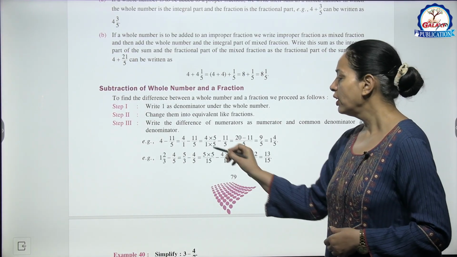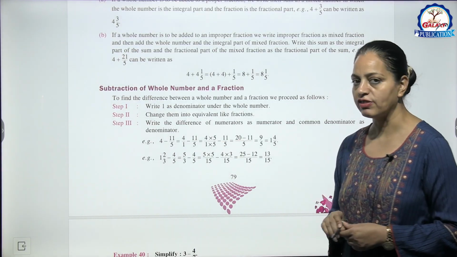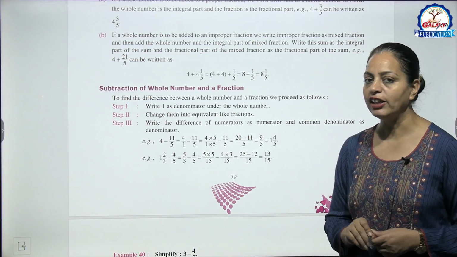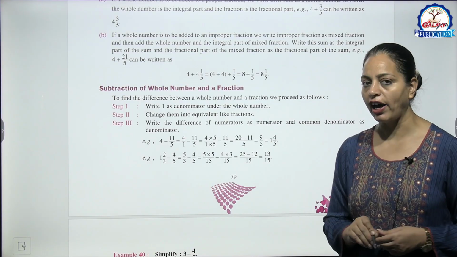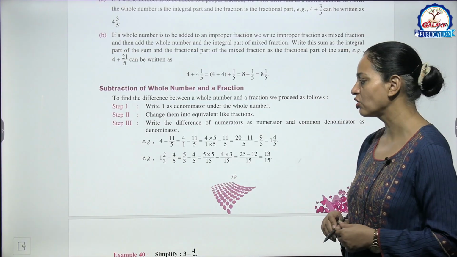Now what to do? Take the LCM. LCM is 5. So 1 5s are 5, 4 5s are 20. So this one as it is, right? So 20 minus 11 upon 5. So 9 upon 5, change into mixed fraction.